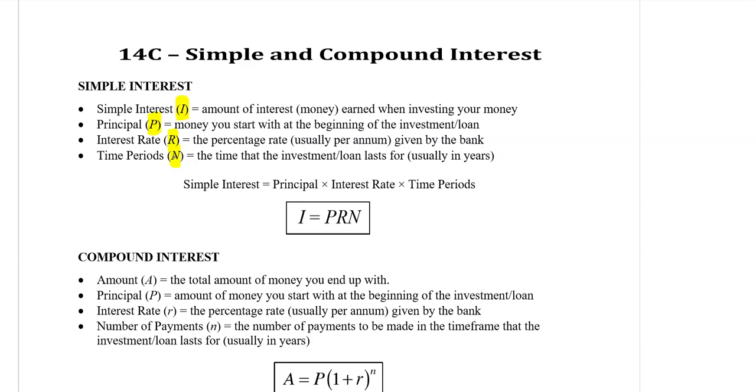You do need to make sure that the units of your interest rate and your number of time periods are the same. So you can't have an interest rate, which is usually per year, and then have the time period in months, okay? They would need to both be in years for it to use the formula. And that's the same in the compound interest. You always have to make sure that your units of time, particularly, match. So the formula for simple interest is I is equal to PRN. And let's move on to compound interest.